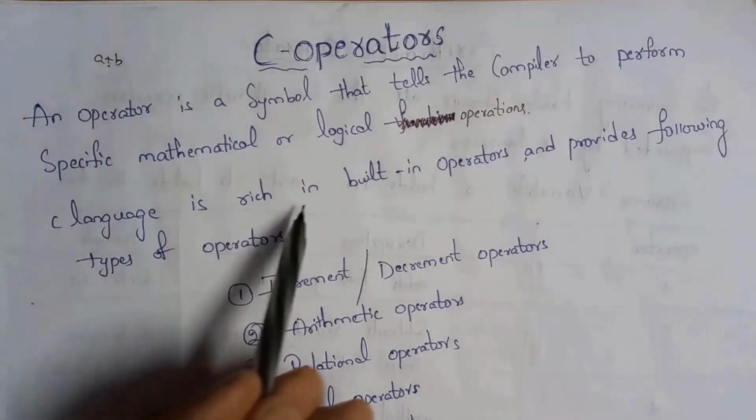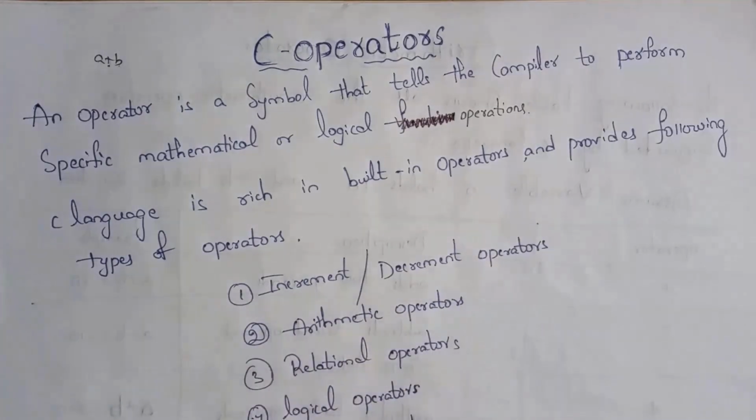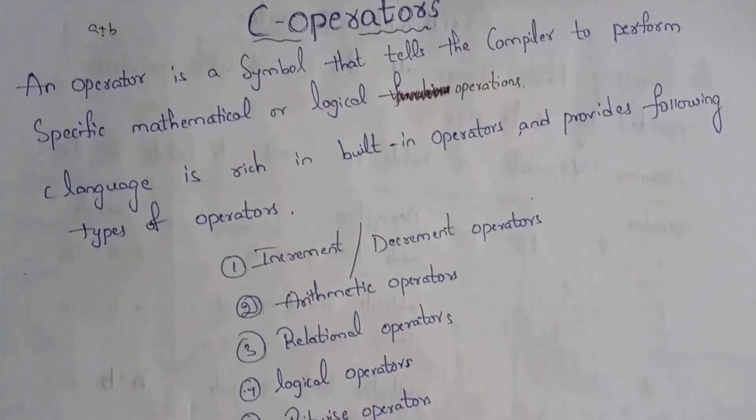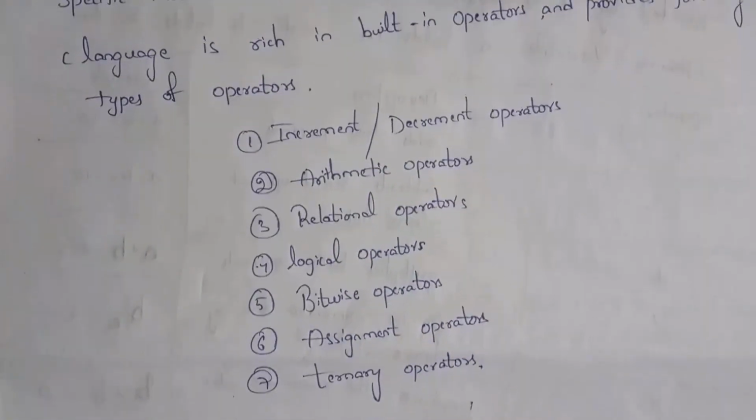C language is rich in built-in operators and provides the following types of operators. Built-in operators are nothing but operators whose meaning is already present in the header file, so we call them built-in operators. These are the various types of built-in operators supported by C.